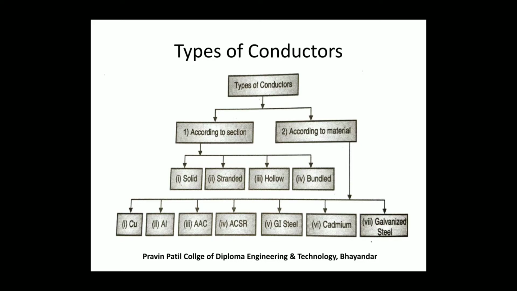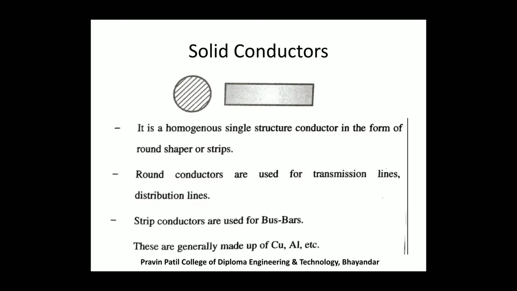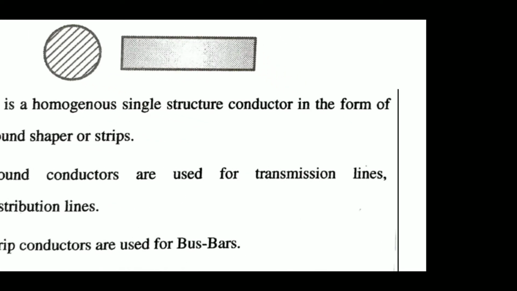This diagram is always asked in the exam for 2 marks. So first we start with the solid conductor. This figure shows the solid conductor. It is a homogeneous single-structure conductor in the form of round shape or strips. Round conductors are used for transmission lines and distribution lines. Strip conductors are used for bus bars. These are generally made of copper, aluminum, etc.